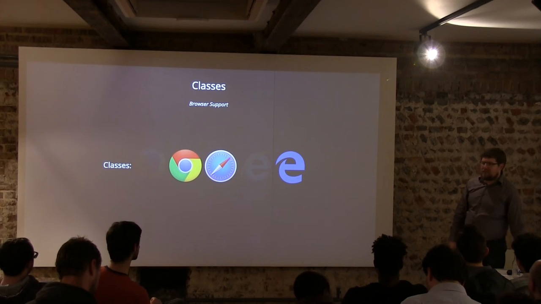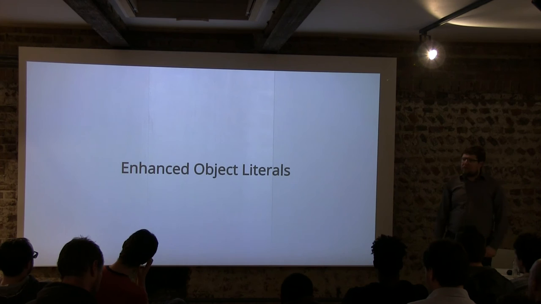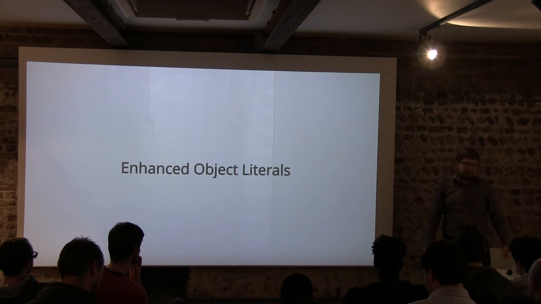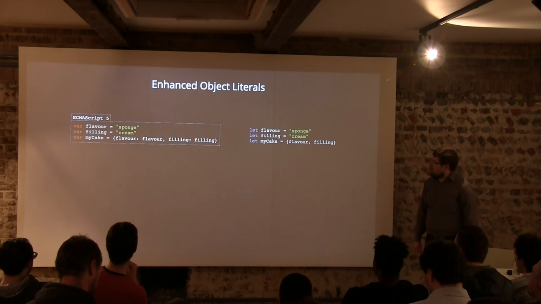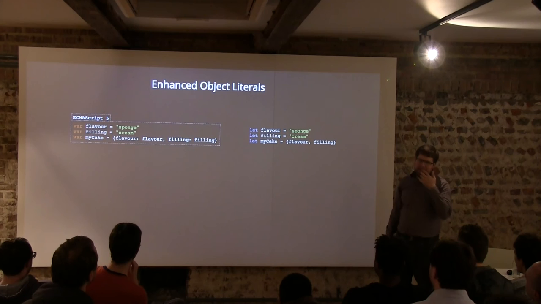Cool. So enhanced object literals. We've already kind of touched on this a little bit. This is the inverse of the destructuring stuff we've already seen in a lot of ways. So there's just a bunch of shortcuts for writing object literals. Object literals are just like when you write an object in a way that looks like JSON, that kind of thing.